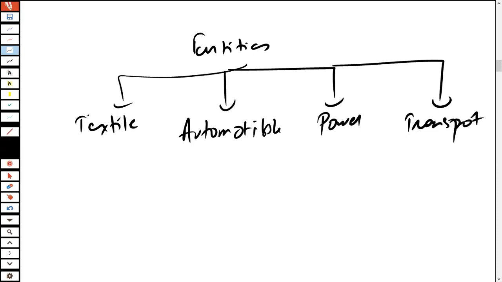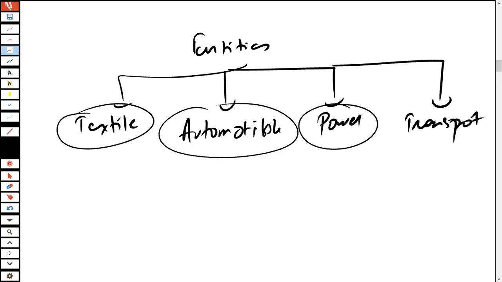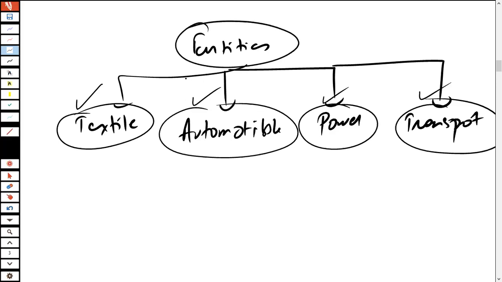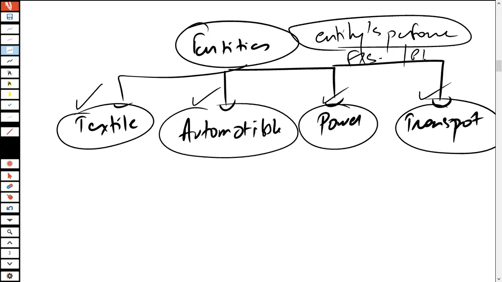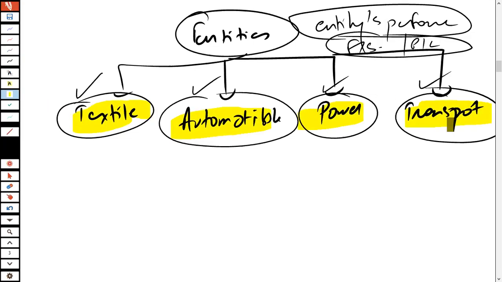So let me tell you that at times what happens is there are a lot of entities that invest in multiple sectors. Like, for example, a company having an investment in the textile sector, automobile sector, power sector, transport sector. So if an entity has invested in these multiple sectors, ultimately the performance of these sectors will have an impact on the entity's performance. The entity's financial statements, the entity's profit and loss account, etc. would be impacted by the performance of this textile, automobile, power, transport, every single sector.